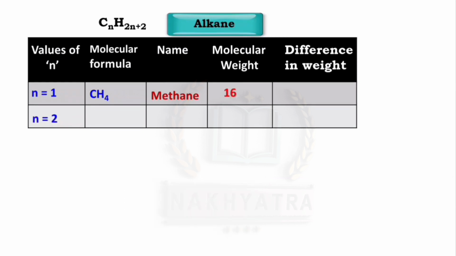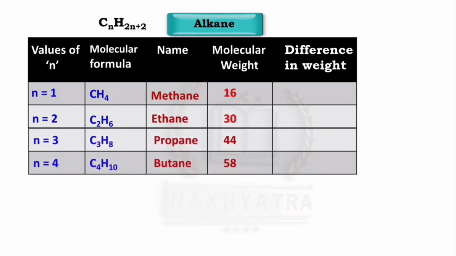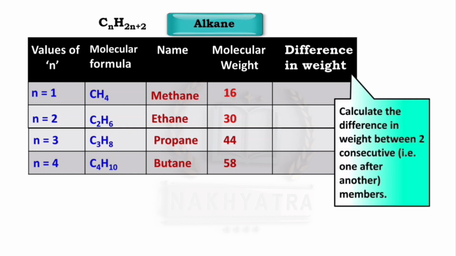Similarly, for n equal to 2, we get the molecular formula C2H6, that is ethane, and the molecular mass of ethane is 30. Similarly, we will find the molecular formula for propane and butane and their molecular weights. Now how to find the difference in weight? Calculate the difference in weight between two consecutive members, that is, one after another.